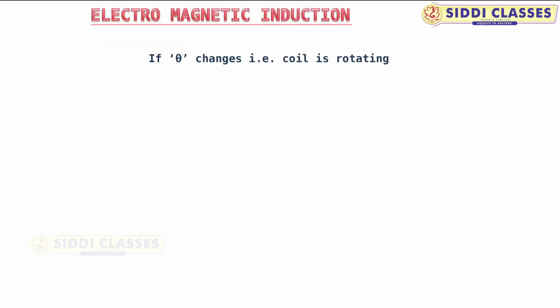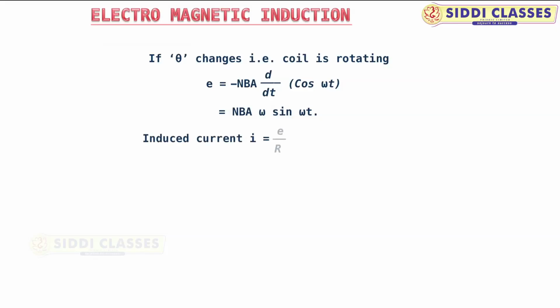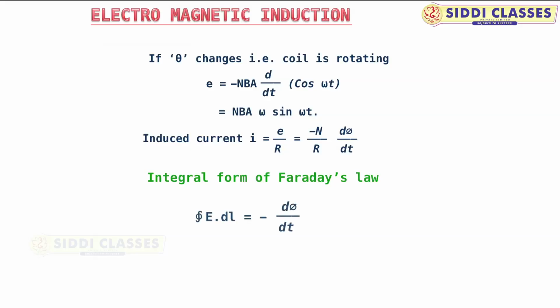θ can change if the coil is rotating. In this case, the induced EMF E equal to minus NBA d by dt of cos ωt, or this is equal to NBAω sin ωt. The expression for induced current is induced EMF by resistance, or this is equal to minus N by R dΦ by dt. The integral form of Faraday's law is the integration of E dot dl, which is equal to minus dΦ by dt.